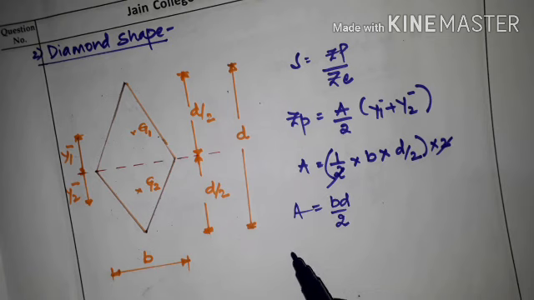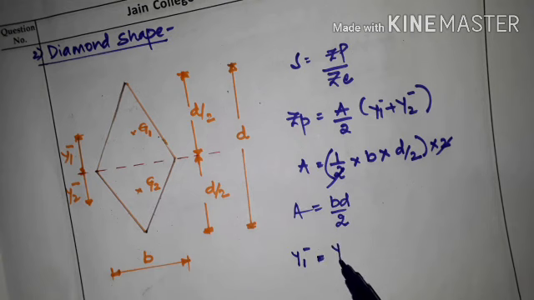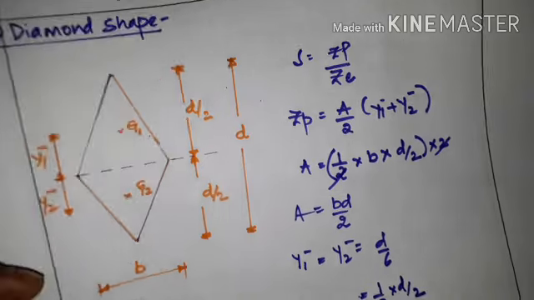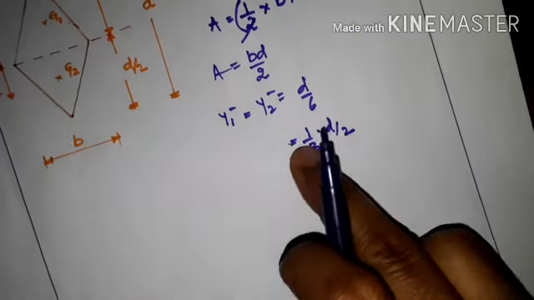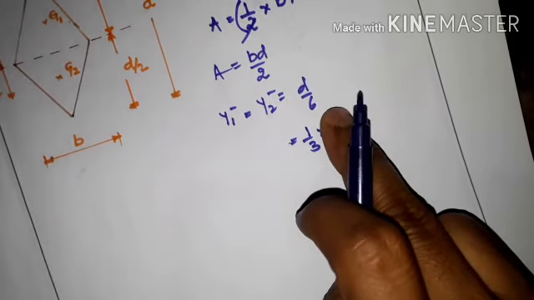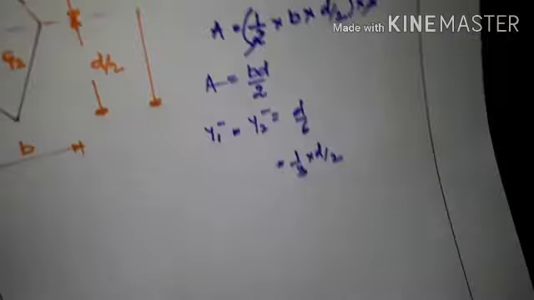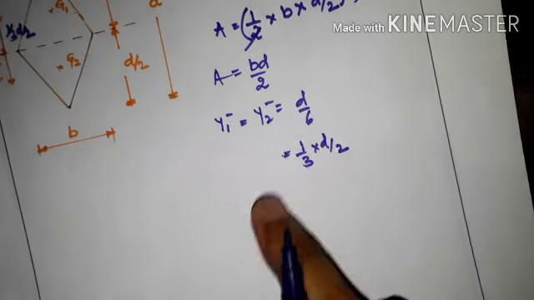Y1 bar equal to Y2 bar is D by 6. Why is it D by 6? So I'll write here how it is D by 6. Y1 bar equal to Y2 bar is equal to D by 6. How? It is 1/3 of D by 2. So this distance is 1/3 of D by 2, and that's why it is D by 6.